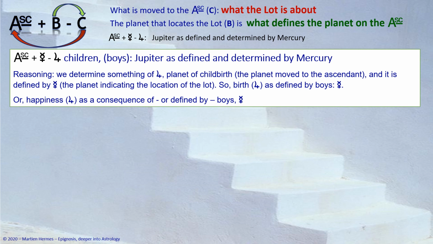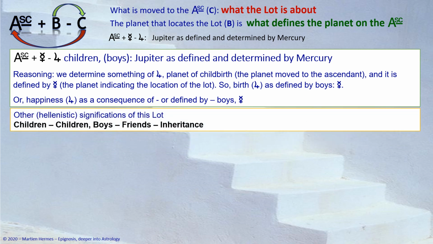So I explained in the previous video why this lot is significant for children, especially for boys. Jupiter as defined and determined by Mercury, because we are determining something about Jupiter, which is the planet of childbirth, which is the planet moved to the Ascendant, and it's defined by Mercury, the planet indicating the location of the lot, which is boys. So you could say that it's about happiness as a consequence, or defined by boys, or in this case your luck, your happiness, your joy with your male children.